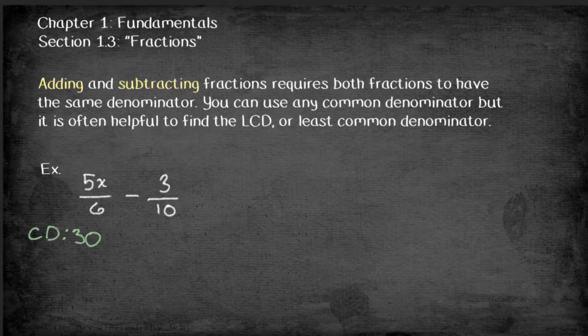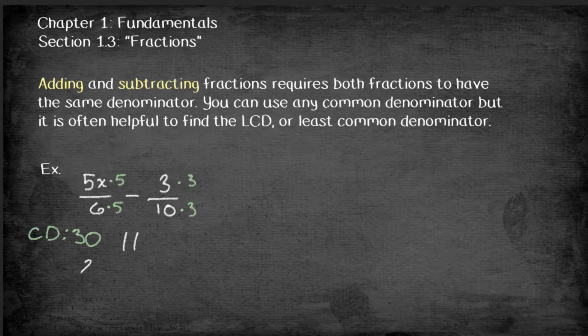So to get 30 from 6, I have to multiply 6 times 5. And when I change the denominator of a fraction, I have to keep it equivalent, so I also have to multiply the numerator by 5. To get 10 to 30, we have to multiply the denominator by 3. But again, we're keeping the fractions equivalent, so I also have to multiply the numerator by 3.